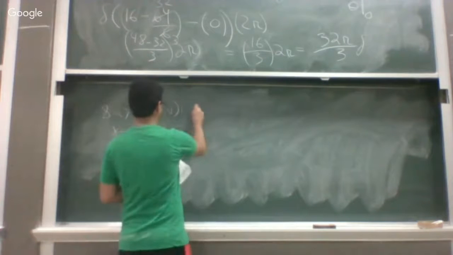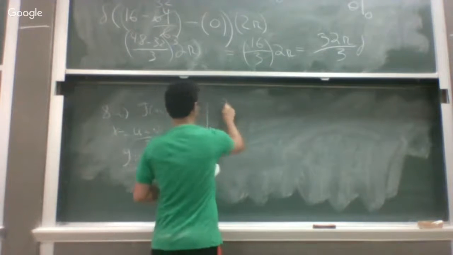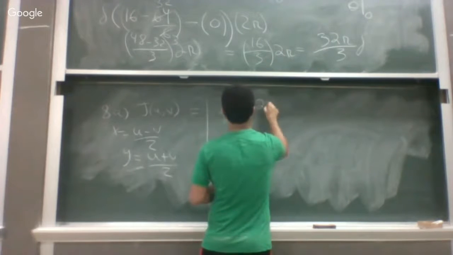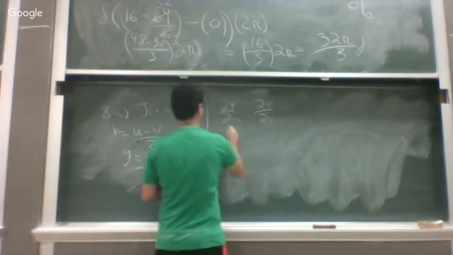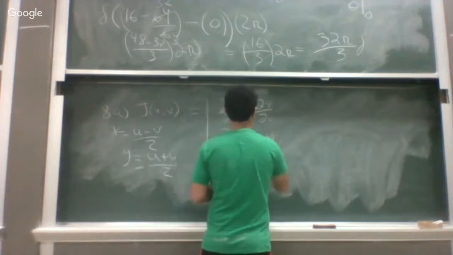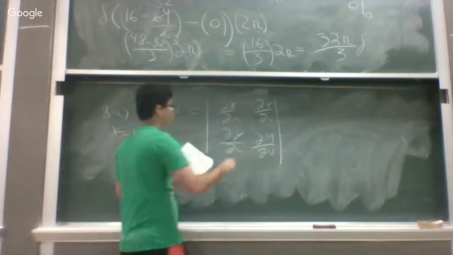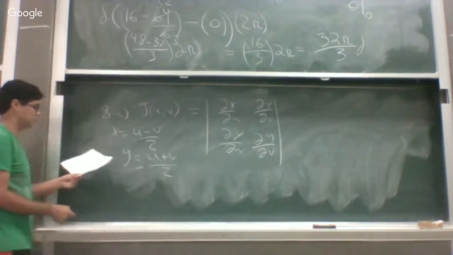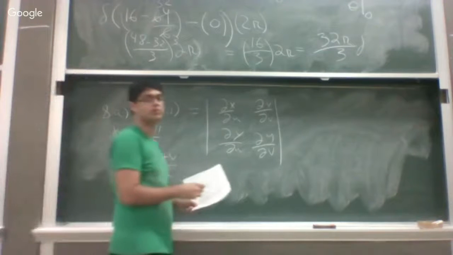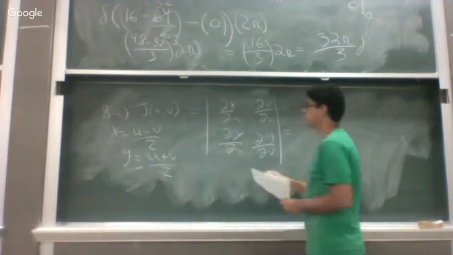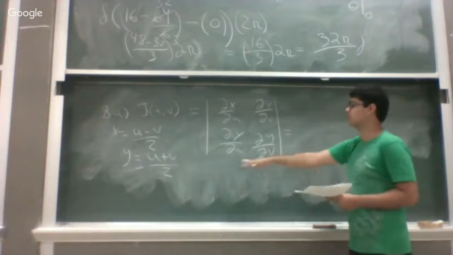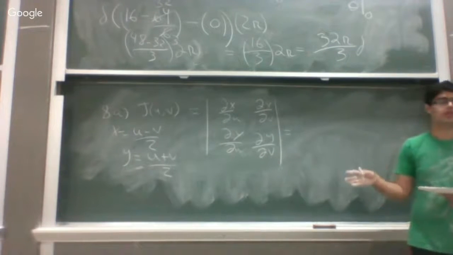So this is equal to the matrix of dx over du, dx over dv, dy over du, dy over dv. These are all partial derivatives, not full derivatives. That you do need to know. Don't forget that. Each row has the same variable, and each column has a different u or a v.